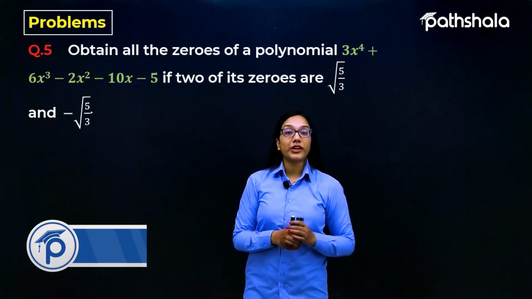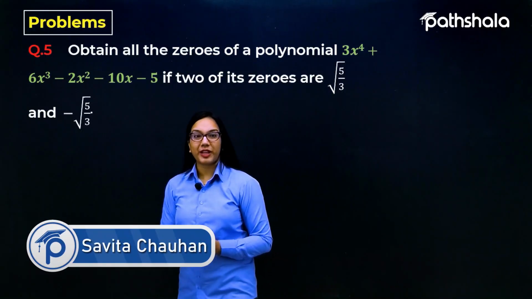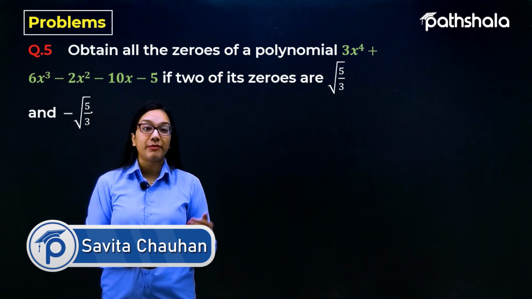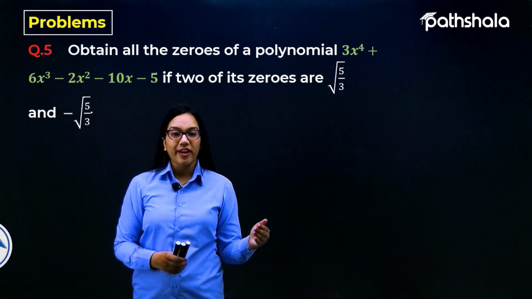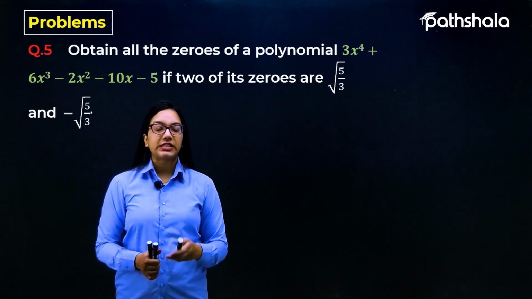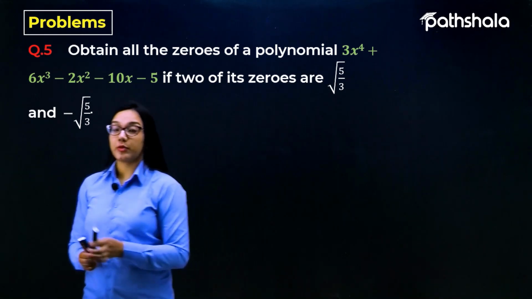So let's see question number 5. Question number 5 says: obtain all the zeros of the given polynomial if two of its zeros are already given to us, that is root 5 by 3 and minus root 5 by 3. So let's start finding the solution of this question.